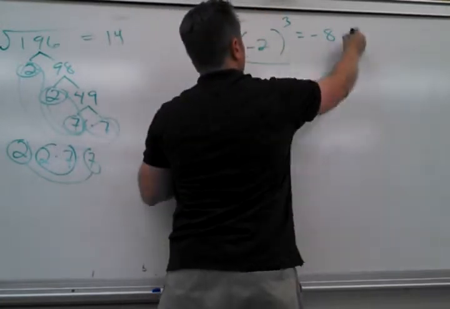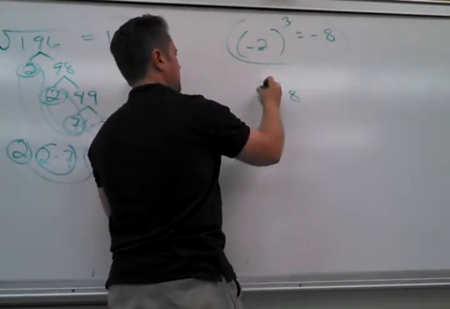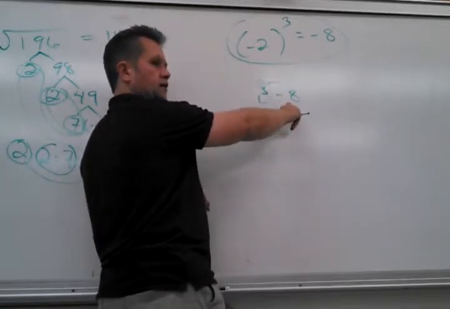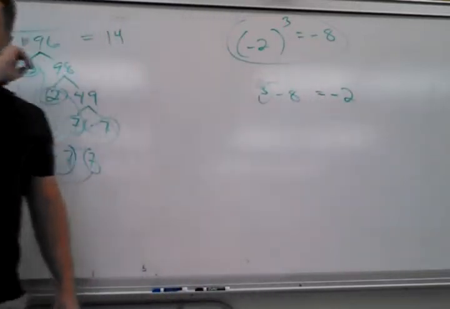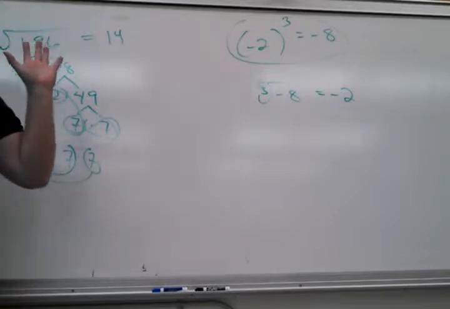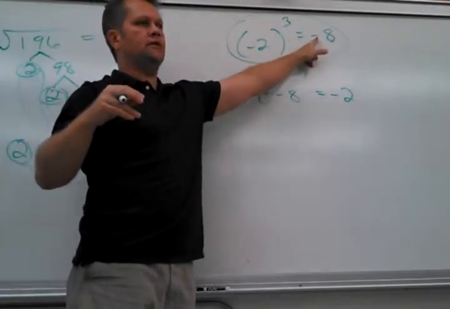So really, that same question is what this is asking. It's saying, what does it take 3 of to multiply to be negative 8? It takes 3 negative 2s to multiply to be negative 8, right? So the cube root of negative 8 is negative 2. So interesting, cube roots can completely handle negative numbers because they allow the negatives to stay.